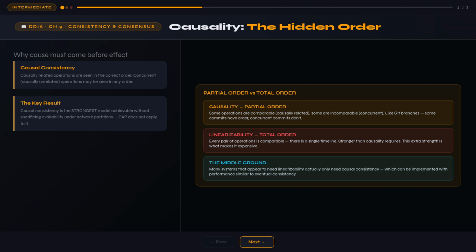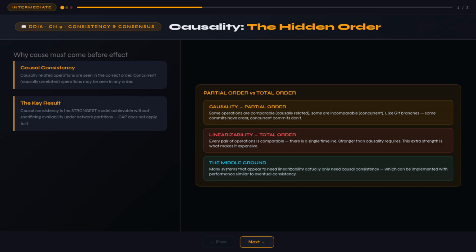Imagine you're reading a conversation in a database, and you see the answer before you see the question. That's deeply wrong, it violates causality. If someone answered a question, they must have seen the question first. The answer causally depends on the question. The question must come before the answer.